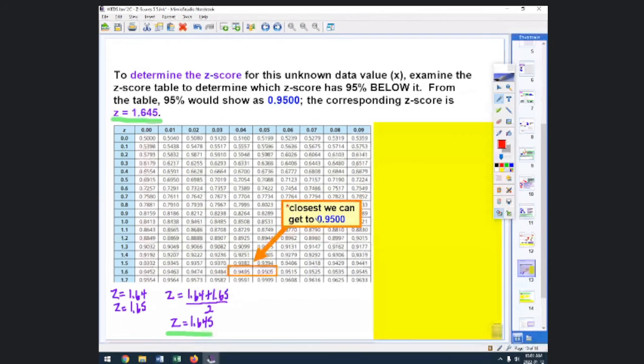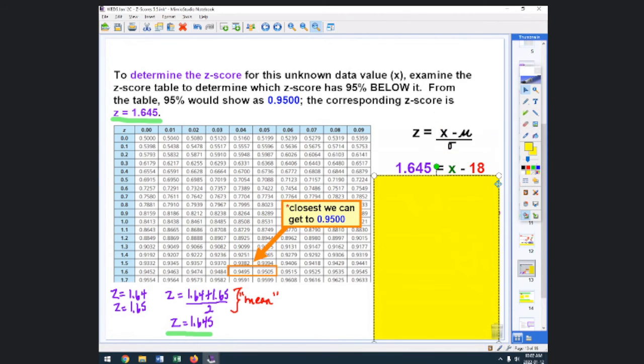Okay. So the closest I can get to 0.95, if I go through this whole table, oh, there's 0.9452. Can I get exactly 0.9500? No. So this one is 0.0005 too low. This is 0.0005 above. So if I take the average, or I find the mean, that is good enough for my Z-score. So you try to get as close as you can. So now I have my Z-score.